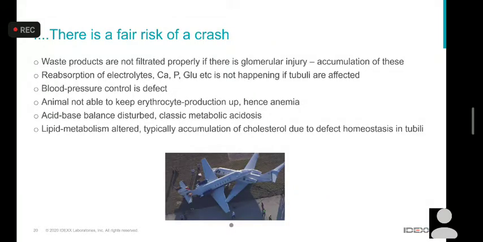So obviously there's a fair risk of a crash. This is not from Schiphol. It's just a picture I stole from the internet. I can't remember where it is, but someone accidentally drove into another airplane.